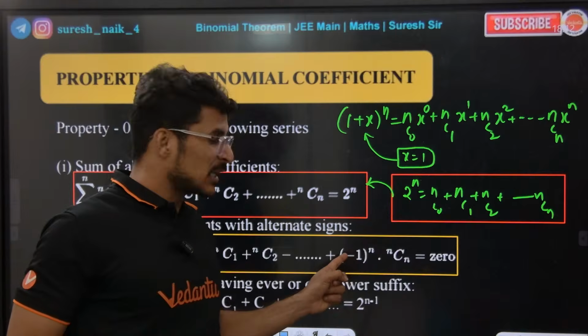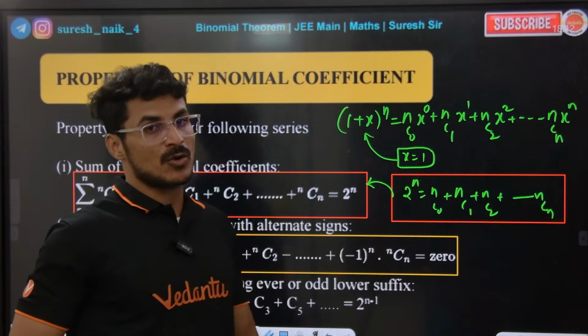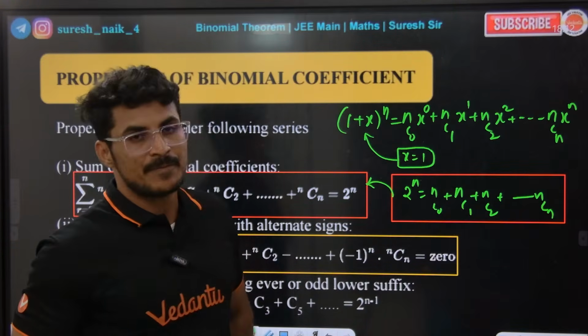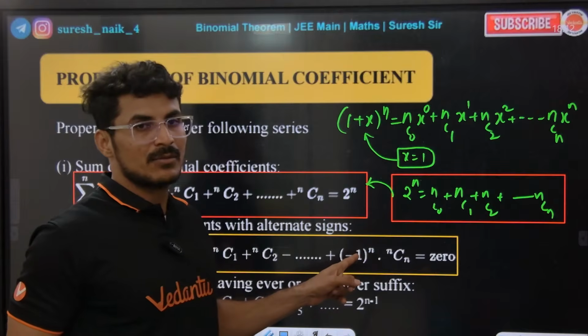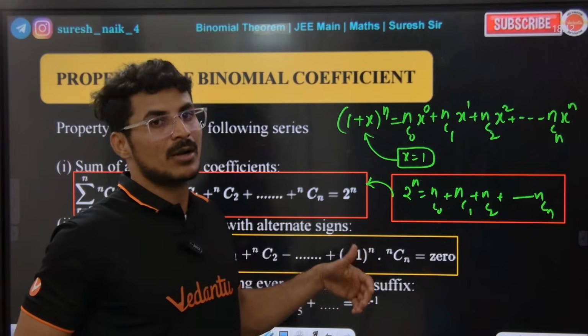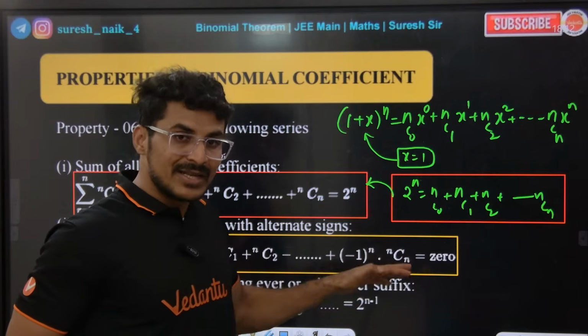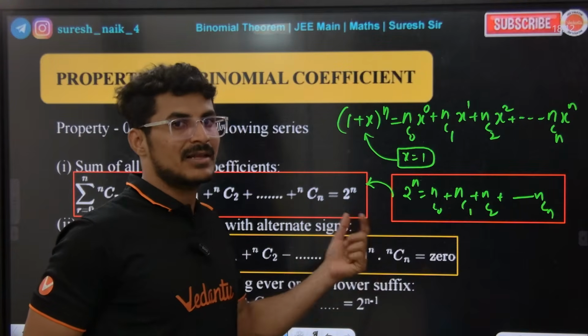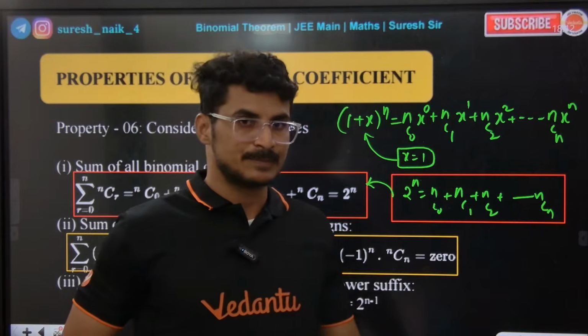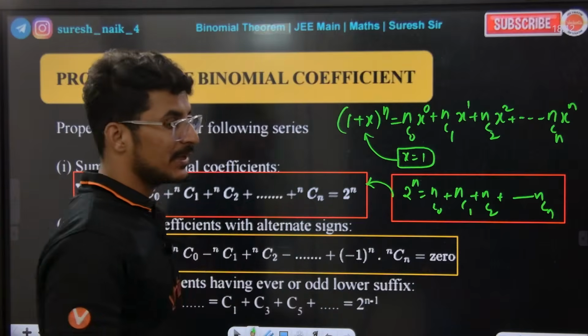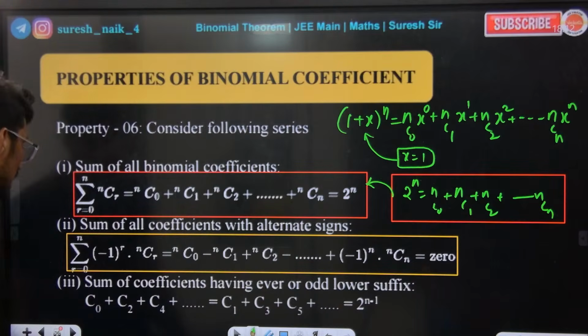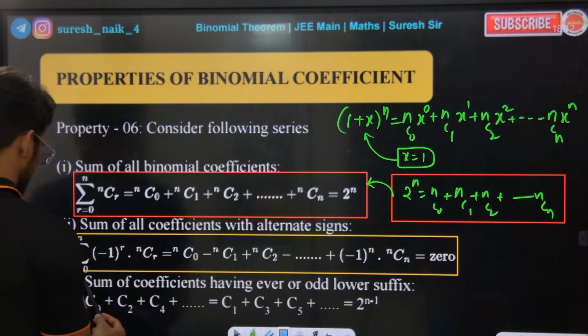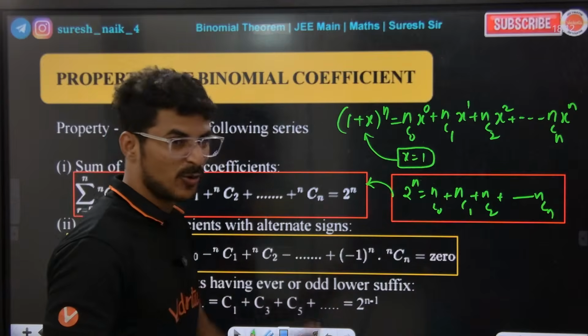Now, sir, whether the last term is plus or minus depends on the value of n. If n is odd, the last term will be minus. If n is even, the last term will be plus, because minus 1 to the power of any even number is plus. That is why the last term will be plus if n is even. Sir, the answer is 0, definitely 0.